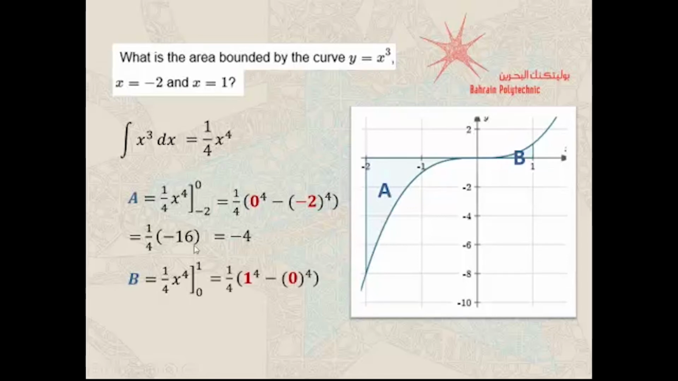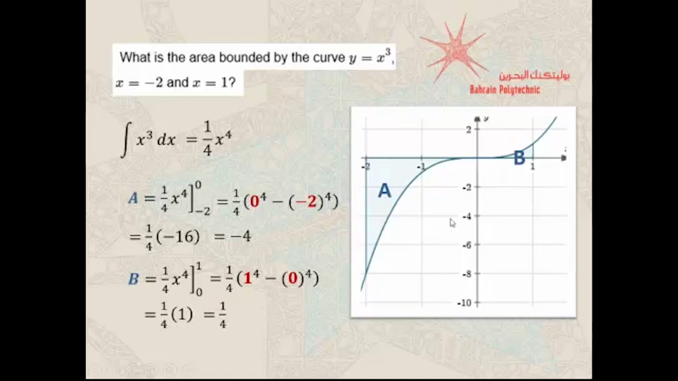So how do we evaluate it? We have to substitute with the upper limit 1. So instead of the x, I'm going to put 1, minus, then I am going to substitute with the lower limit, which is 0. So instead of the x, I'm going to put a 0. So you've got here a quarter multiplied by 1 to the power of 4, which is 1, minus 0, which is equal to 1. A quarter multiplied by 1, this is a quarter. So B is an area which is above the x-axis, and it makes sense that it came out as positive.